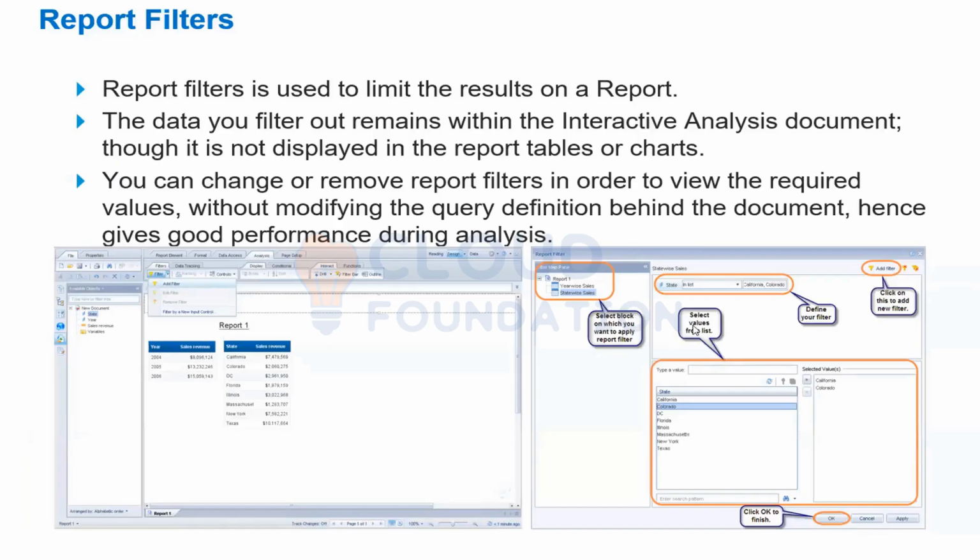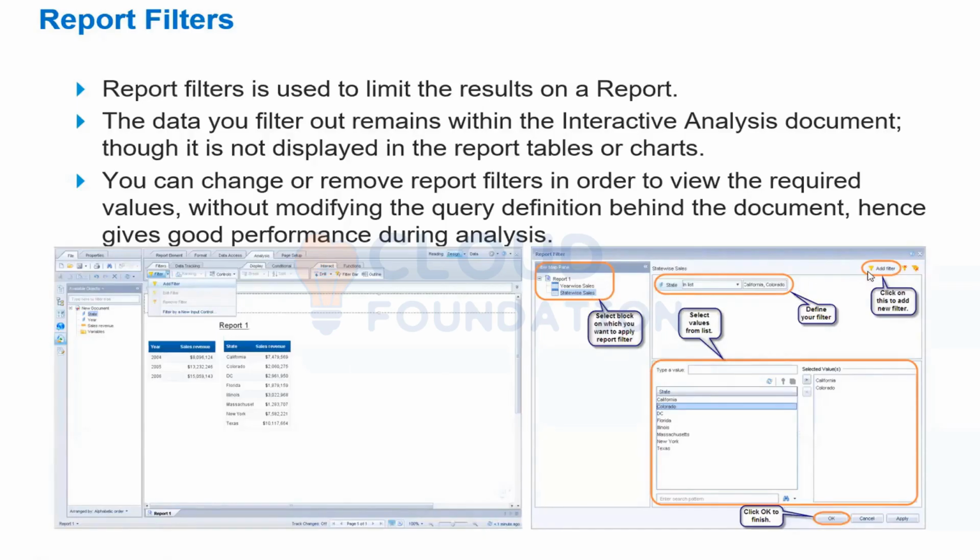I click on add filter. This window will appear because here there are two tables. One is the year-wise sales and one is state-wise sales. They have named it like that. It will ask for which table, which block, we want to put the filter. We can keep the filter for all the tabs or we can keep individual different filters for each tab also. That option is possible. We can select here state-wise sales. Select the block on which you want to apply the report filter and then click on add filter.